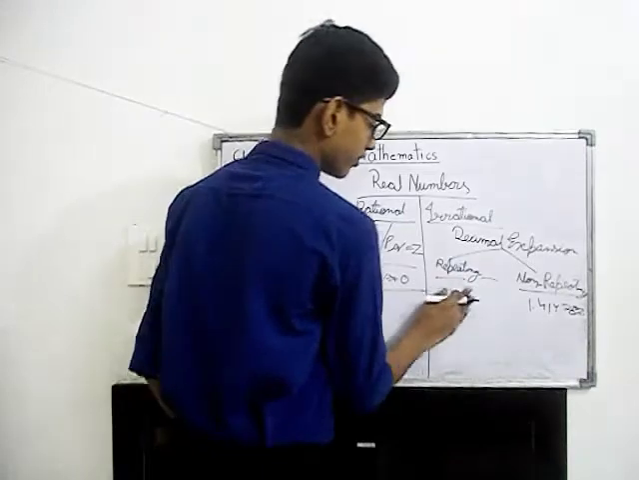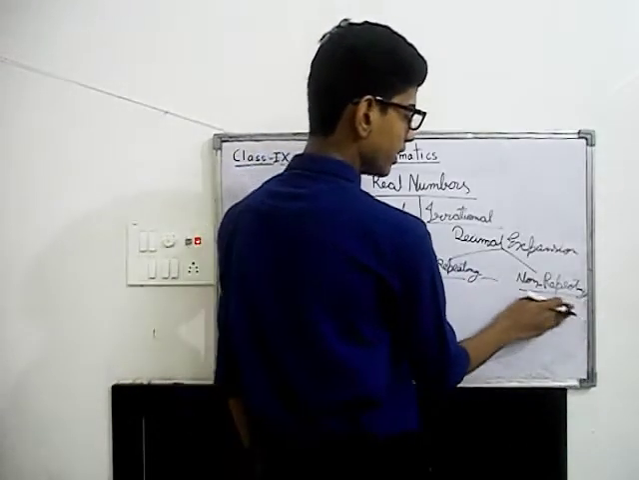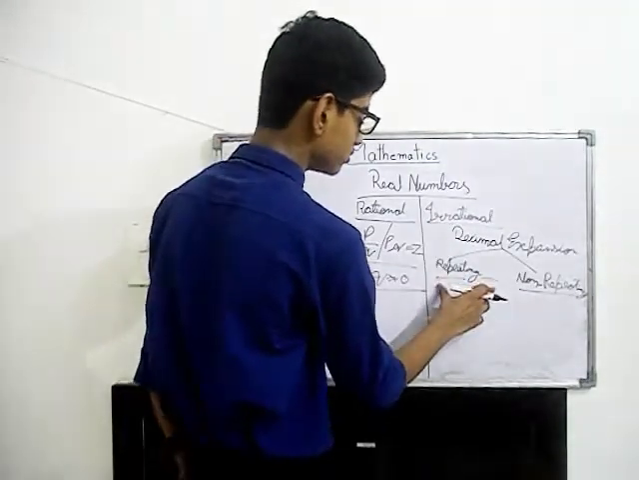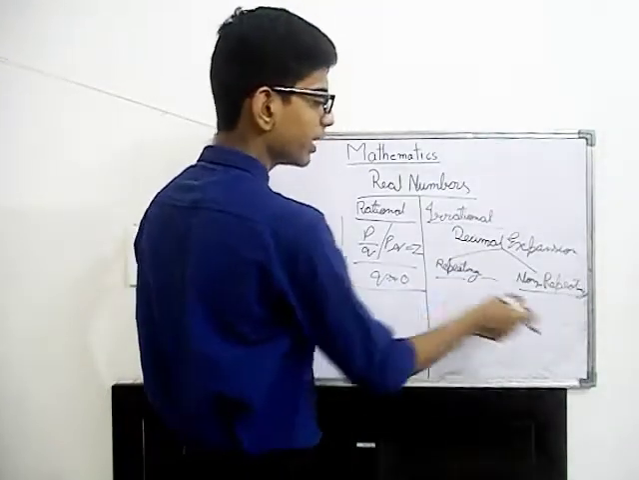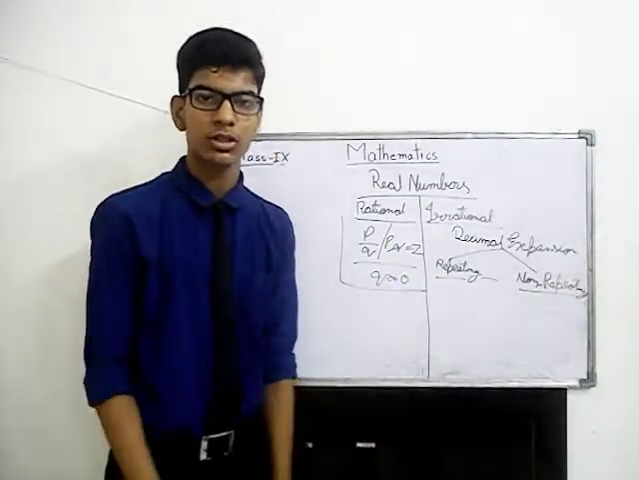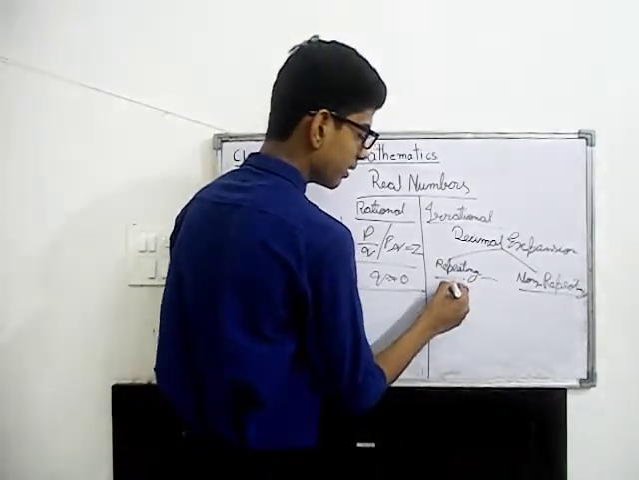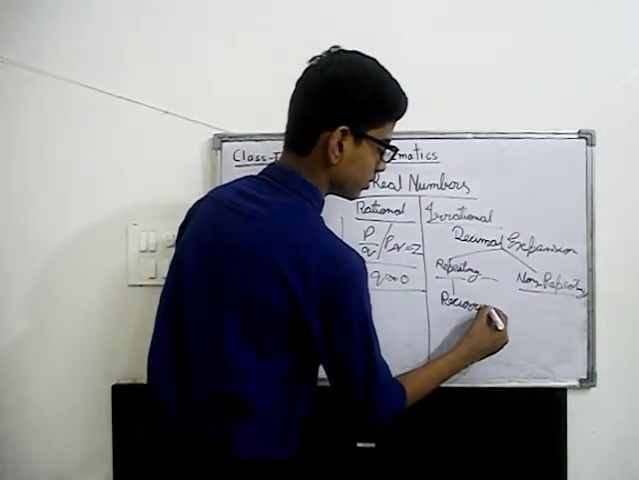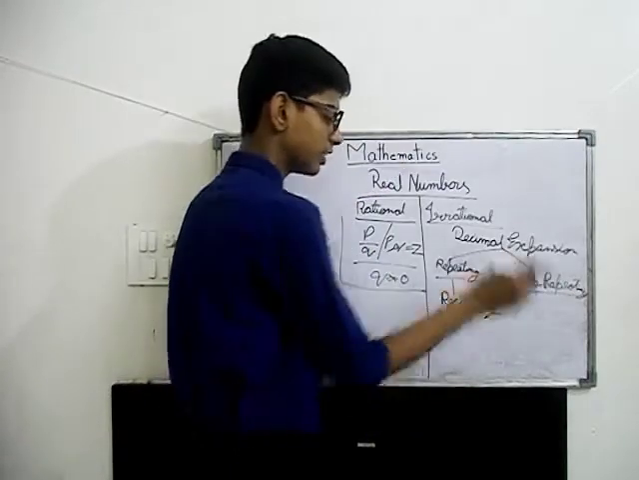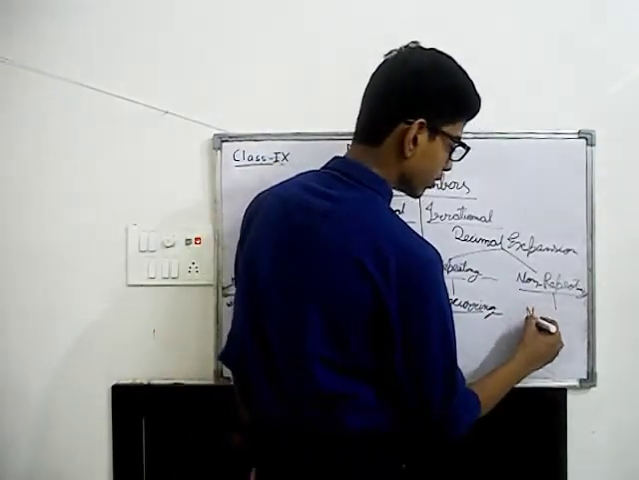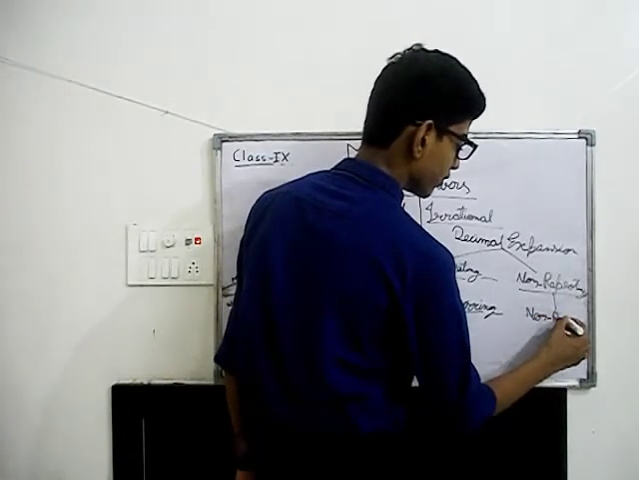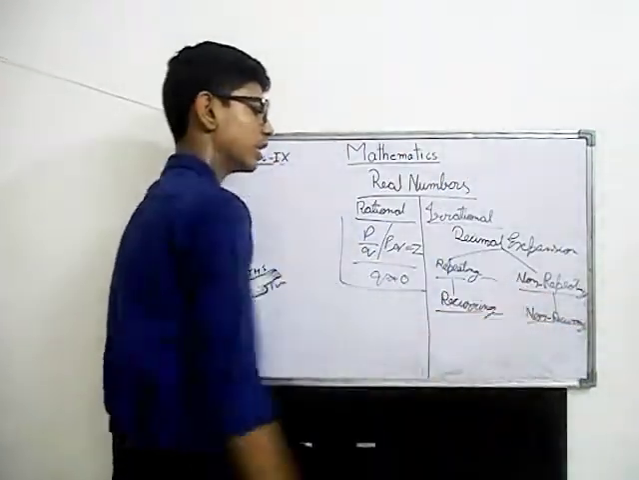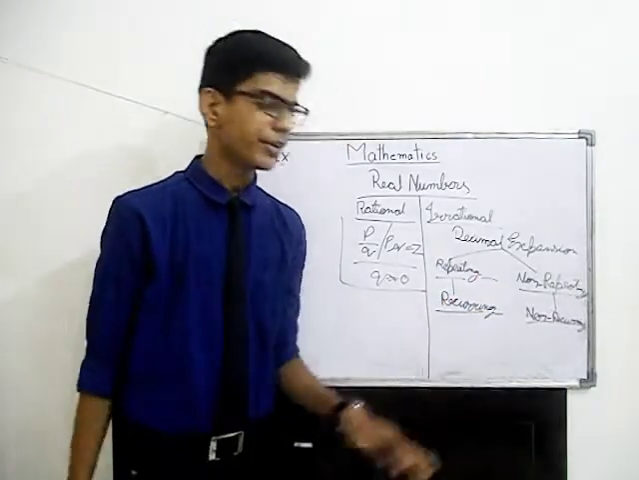Understand? Now a repeating decimal expansion we can convert into a rational number, but a non-repeating one cannot be converted into a rational number. So repeating can be recurred into a rational number, so it can be called recurring decimal expansion. In non-repeating, it is not recurring, so it can be called non-recurring decimal expansion. So it can be called non-recurring also, and repeating can also be called recurring.